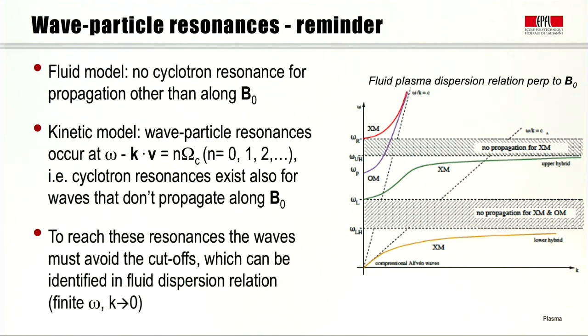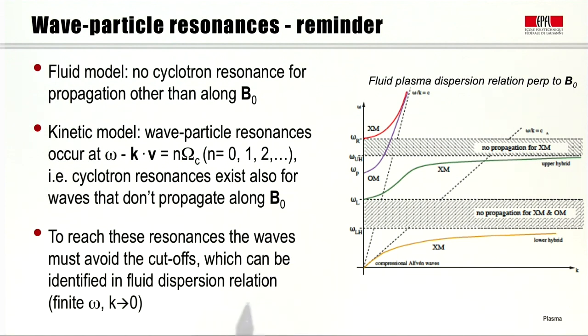So we do have cyclotron resonances in this more advanced model, even for waves that do not propagate along the magnetic field. So the game here is to reach these resonances, avoiding the cutoffs, which are the reflection points. Reflection points that are characterized by an index of refraction going to zero, that is typically finite omega and a wave number going to zero.